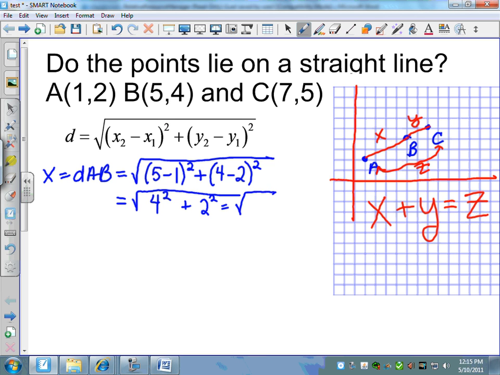That is going to equal 16 plus 4 underneath the square root, or the square root of 20. You can simplify this radical. The square root of 20 is the same thing as the square root of 4 times 5, and since 4 is a perfect square, we can bring that out, take the square root of 4, and we get a 2 out in front of the square root of 5. So we know the distance from A to B is equal to 2 square root of 5. Let's find the distance from B to C. That's going to be our distance y.